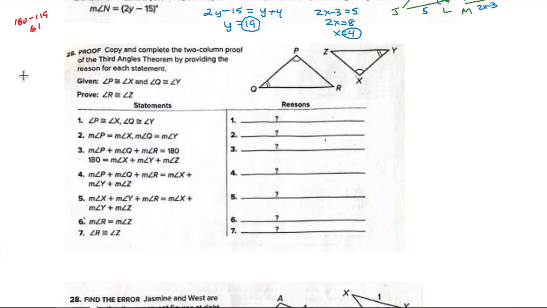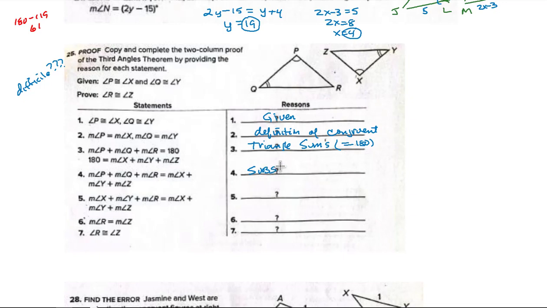Number 25 is a proof, so we need to supply the reasons for this. They're giving us a couple of triangles. They're given that angle P is congruent to angle X and angle Q is congruent to angle Y, and they want us to prove basically the third angles, that angle R is congruent to angle Z. So we start with our givens for step 1. By definition of congruent, we can say that the measures of those angles are equal to each other. And then by triangle sums, they all have to add up to 180 degrees.